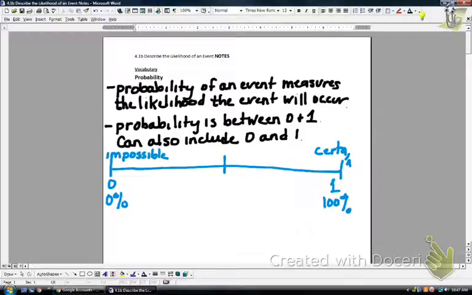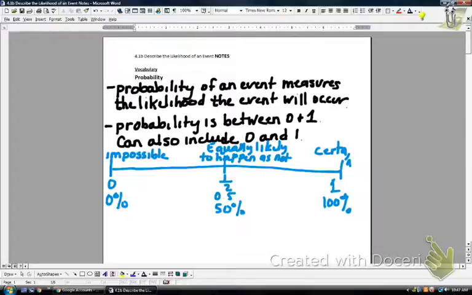Then halfway as a fraction would be 1/2. As a decimal would be 0.5. And then as a percentage, it would be 50%. And we say that is equally likely to happen as not. And I may not be able to fit all of this on here. Equally likely to happen as not.